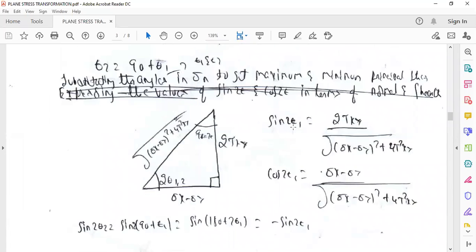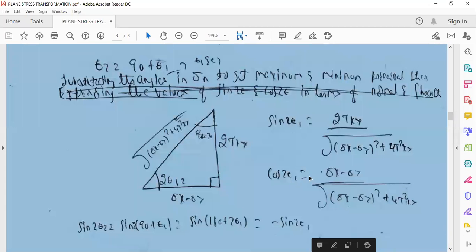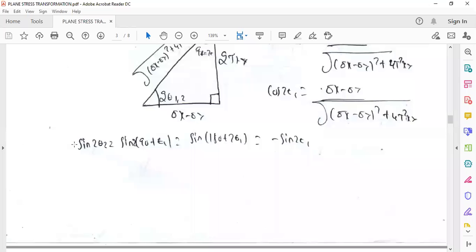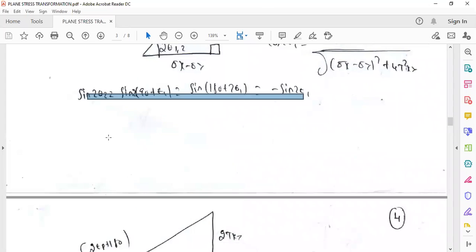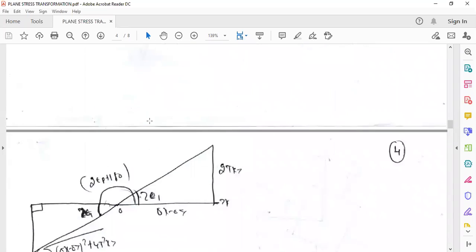If I replace sin 2 theta 1 with 2 tau xy by root of (sigma x minus sigma y) square plus 4 tau xy square, with a negative sign here, then it will be equal to sin 2 theta 2. Similarly, with a negative sign here, this will be equal to cos 2 theta 2. As we came to know, sin 2 theta 2 is equal to minus sin 2 theta 1. Similarly, cos 2 theta 2 is equal to minus cos 2 theta 1. Okay, we can write like that.